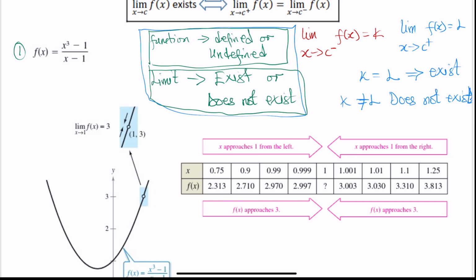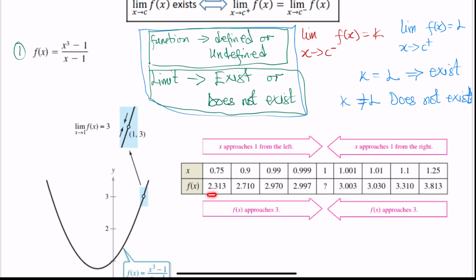So let's find the limit as x approaches 1 of this particular function, first using the numerical approach. With the numerical approach, we are going to substitute values on the left hand side of x and values on the right hand side of x, and check what value we are getting as we approach from the left and from the right. We begin by substituting x equals 0.75 into our function f of x.